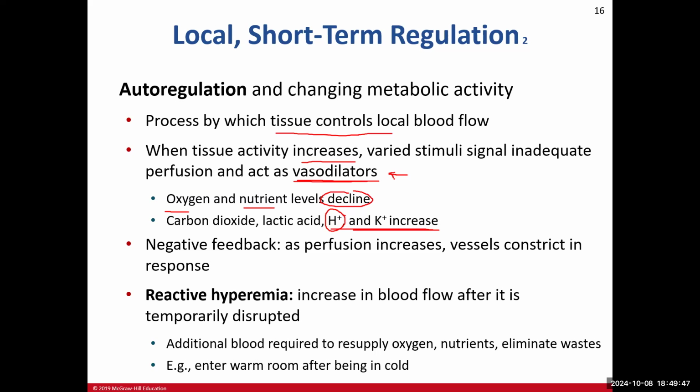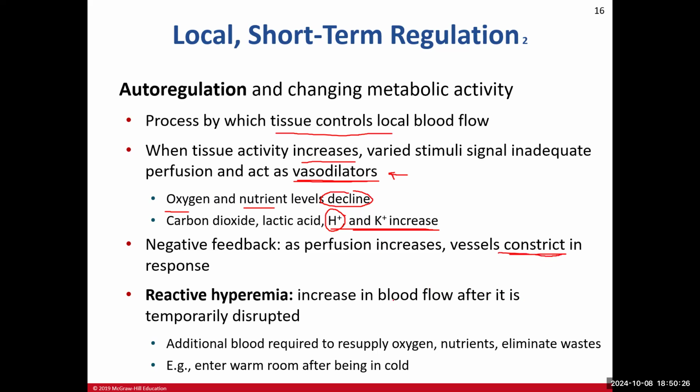And so this is all based on that negative feedback system. As perfusion increases in the area and we've adequately met the demand of that tissue, the levels of oxygen and the nutrients will increase because they're coming in on the blood. Then carbon dioxide, lactic acid, and the rest are going to decrease because they're being carried away. And so then we go back to the original set point with our negative feedback. We get to that set point by vasoconstriction.